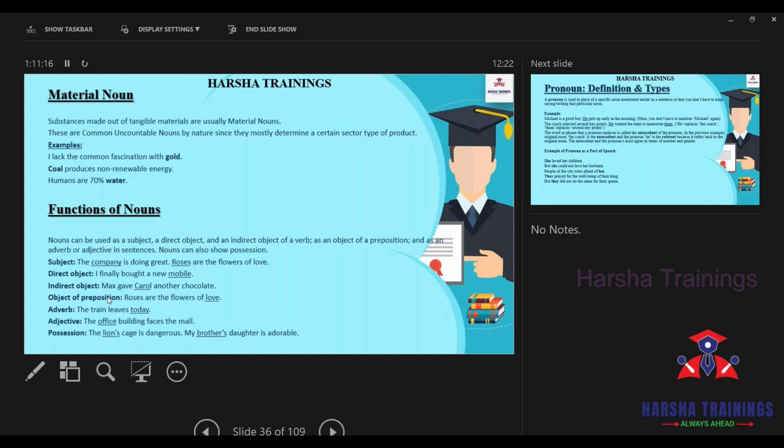Next, using as an indirect object, Max gave Carol another chocolate. So Carol is a person, right? It is not the main subject, but it is used as an indirect object.